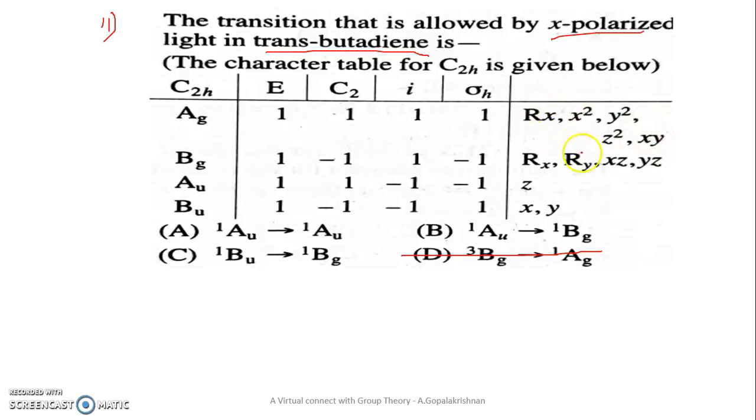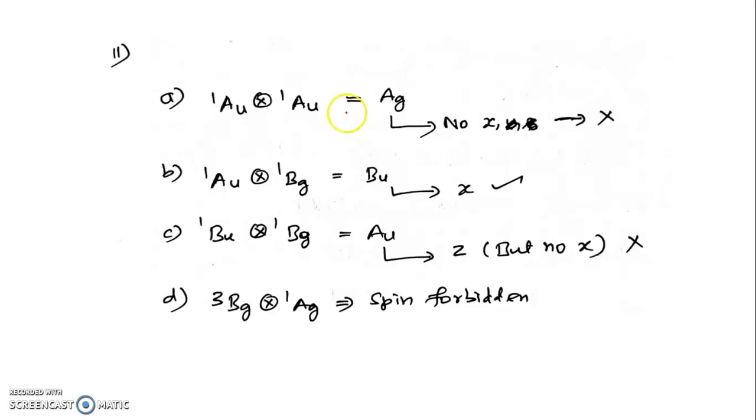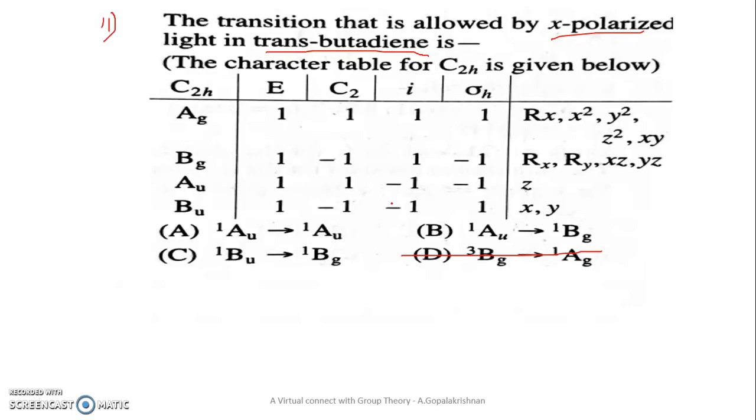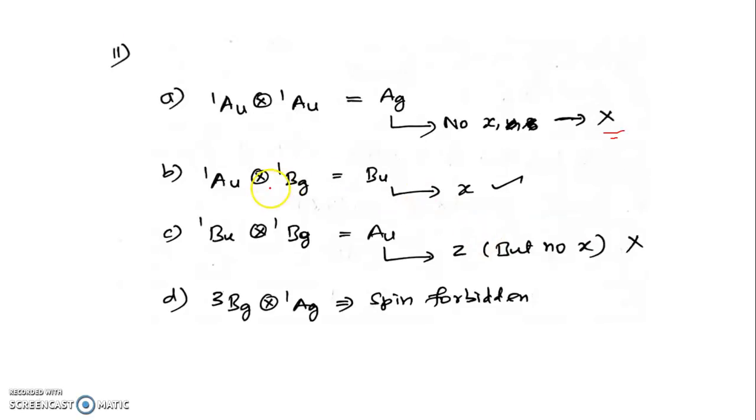Okay, we don't have x, therefore we don't have y, we don't even have z here. So this transition is a forbidden transition. See, this transition is not allowed, it is a forbidden transition. Then see the second option. What is the second option? The second option is this, AU to BG.